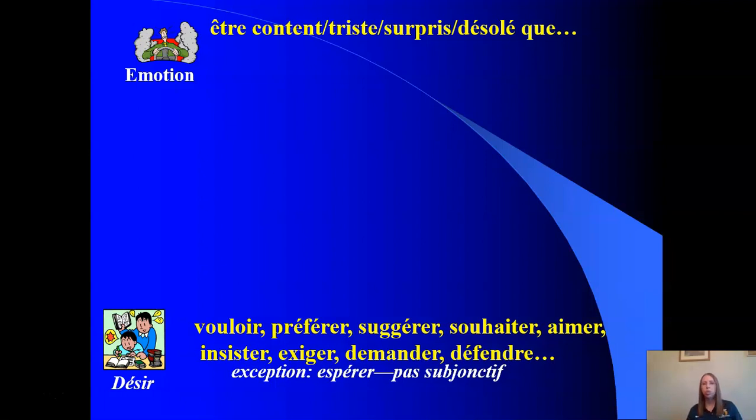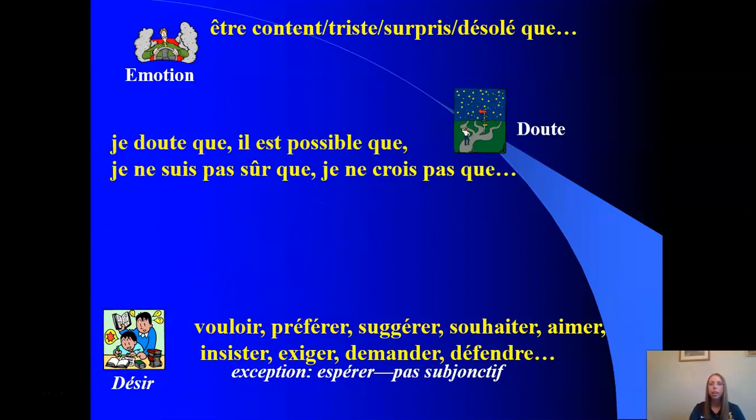Désir, this should be wishes. Vouloir, préférer, suggérer, souhaiter, c'est to wish. Aimer, insister, exiger, c'est to require. Demander, défendre. Again, this can be conjugated anyway. Je veux, tu veux, mes amis veulent. Exception, espérer. Yes, it means to hope, but for whatever reason, it doesn't use subjunctive in French. Pas de subjonctif pour espérer.